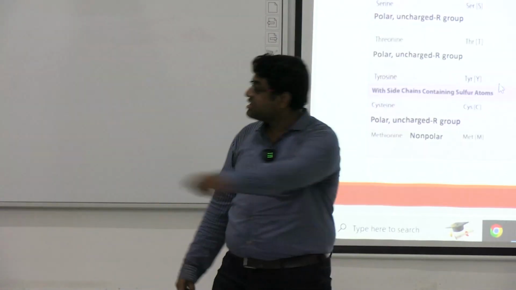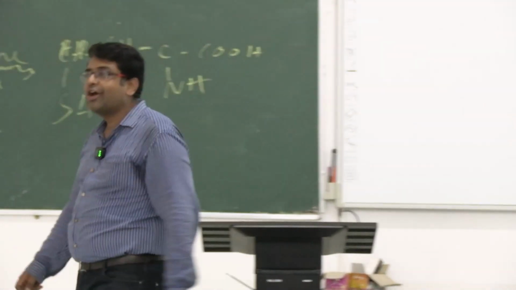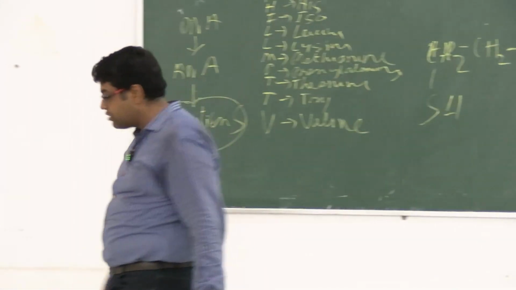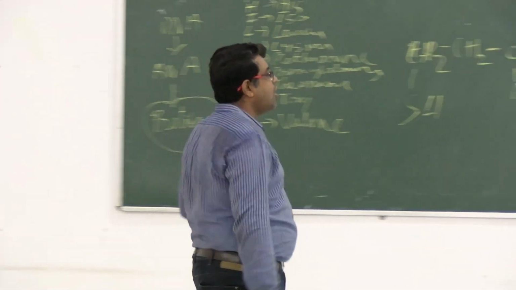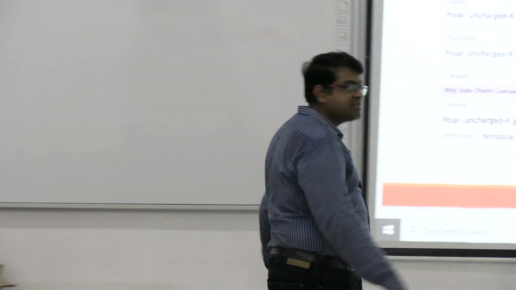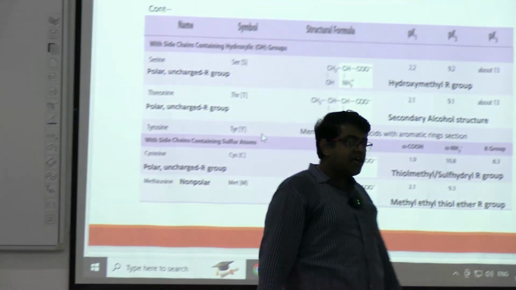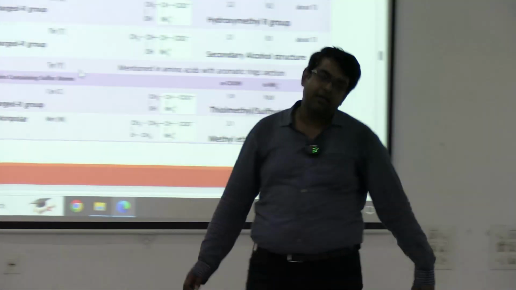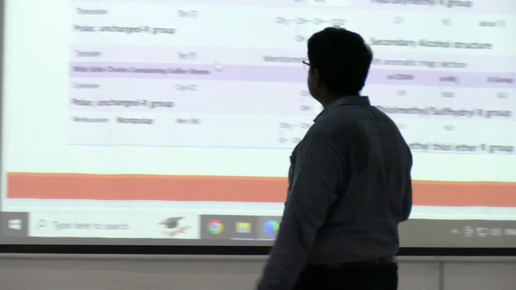So, you just put a sulfur group in the place of oxygen, you put a thiol group in place of a hydroxyl group, and voila, you have got cysteine and methionine, which are your sulfur containing amino acids.